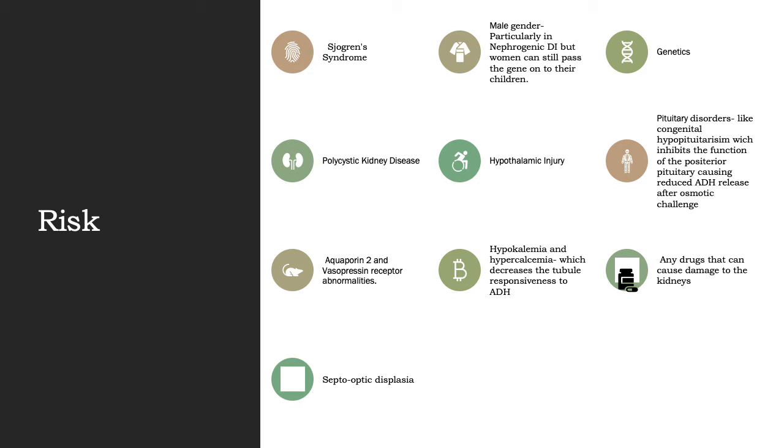That's specifically for nephrogenic because that involves the kidneys. And then things like septo-optic dysplasia, hypothalamic injury, or surgery to the hypothalamus, and then pituitary disorders like congenital hypopituitarism that affect the function of the pituitary gland. Those are more for central diabetes insipidus, and then genetics also plays a factor as well.